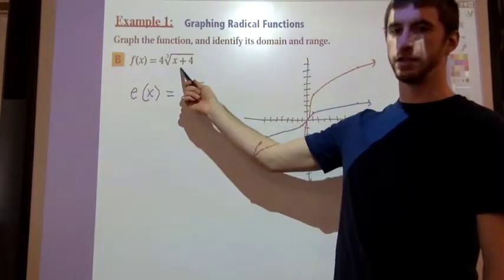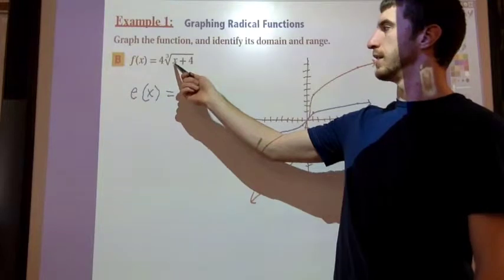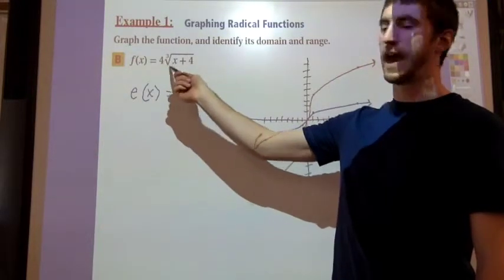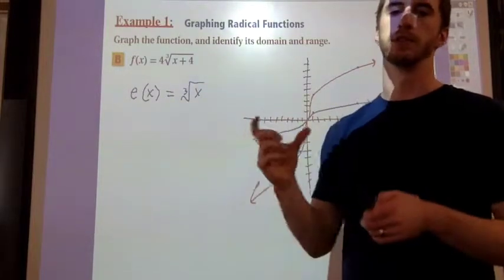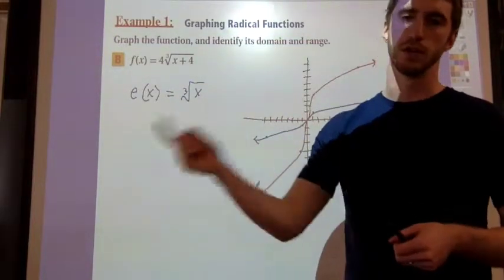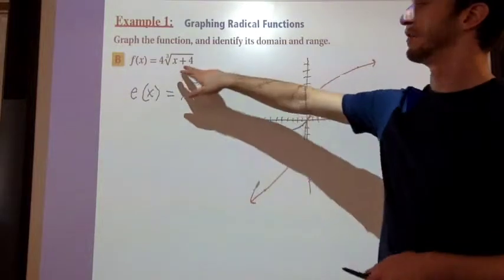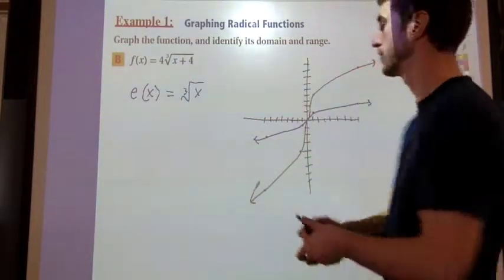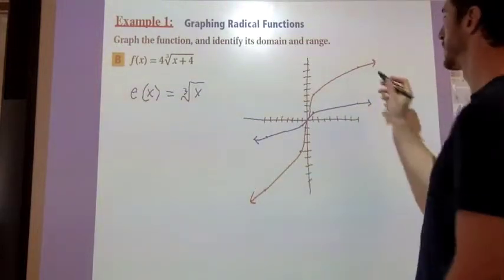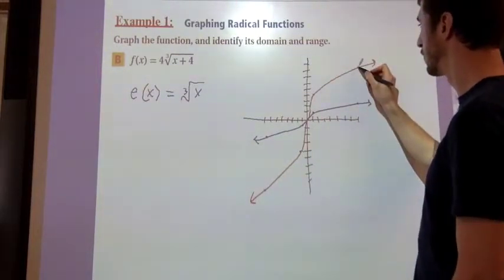Then we have this other transformation. It's a 4 that's added to the x. And since it's right up there with the x, it's not added to the whole thing, only to the x. That means it's a horizontal translation. Everything side to side is funky, so instead of going to the right 4, it goes to the left 4. So I'm going to take each of these dots, and I'm going to shift them left 4.